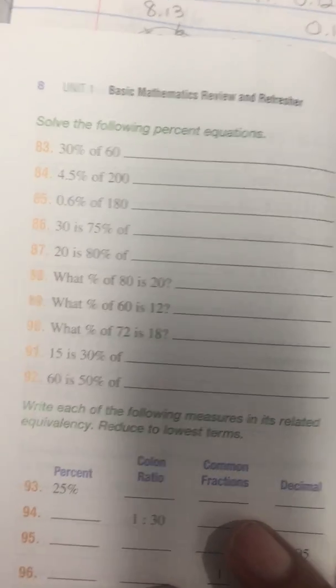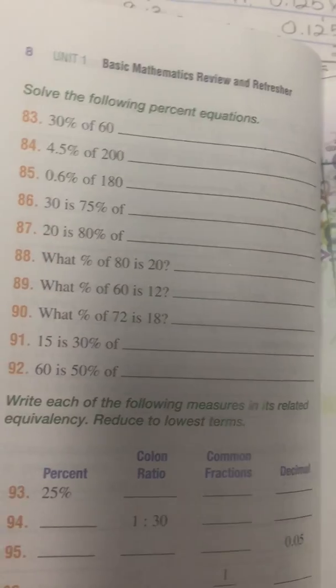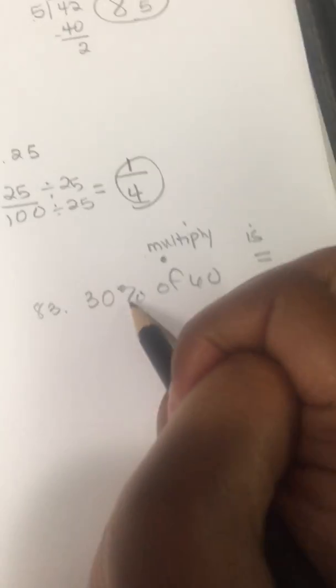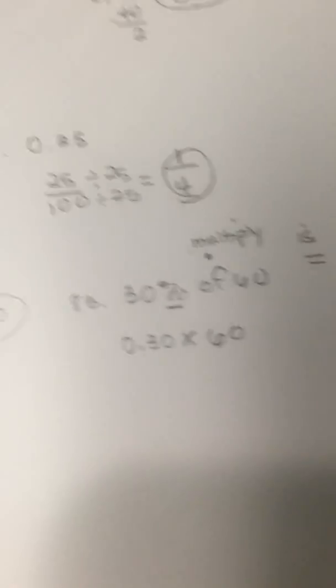Now lastly, on numbers 83 through 92, so on 83, for example, let me get that written down. 30% of 60. Of means to multiply. When you see the word is, I want you to think equal. Of course, you can't put this percentage symbol into the calculator, so you need to change it to a decimal. So change that to 0.30 and multiply that times 60.